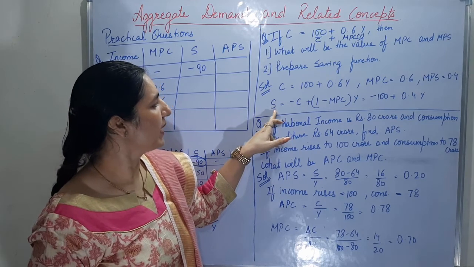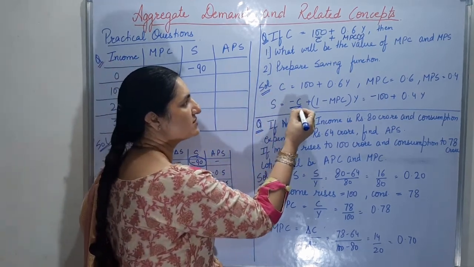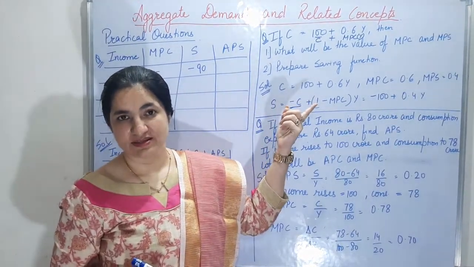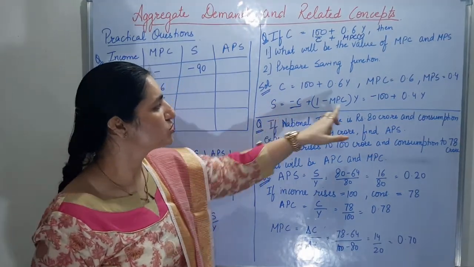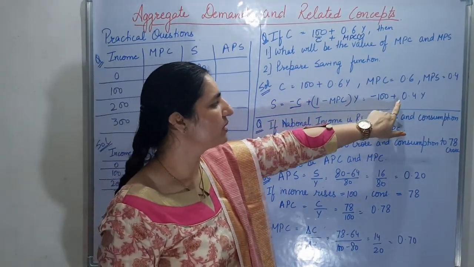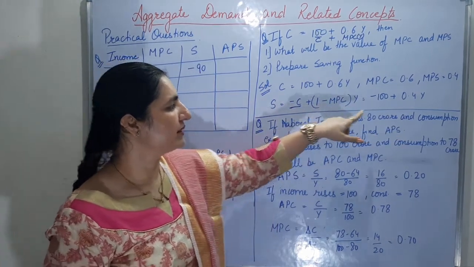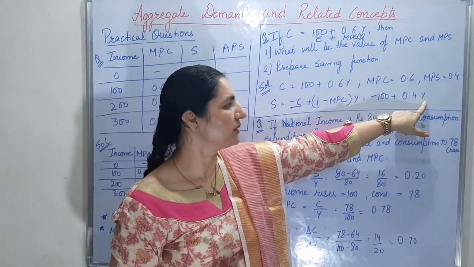So by applying this, we can derive the saving equation. When we apply the same values in the saving equation, the first unit, that is autonomous consumption in the consumption equation, will now become minus autonomous here. So we have taken minus 100 plus, you can take 1 minus 0.6 or you can take directly 0.4, that is value of MPS multiplied by y.